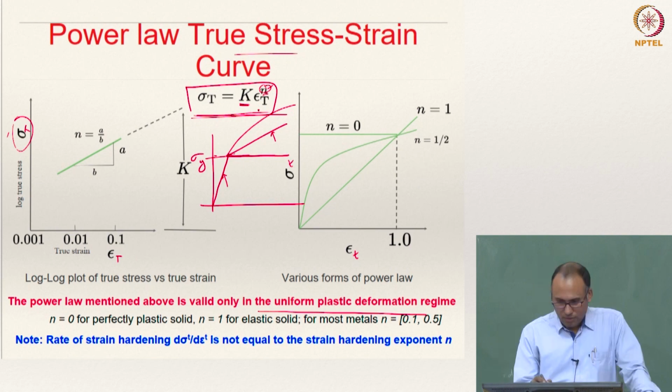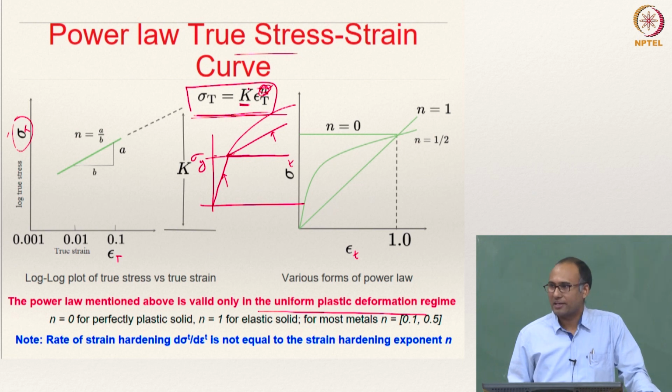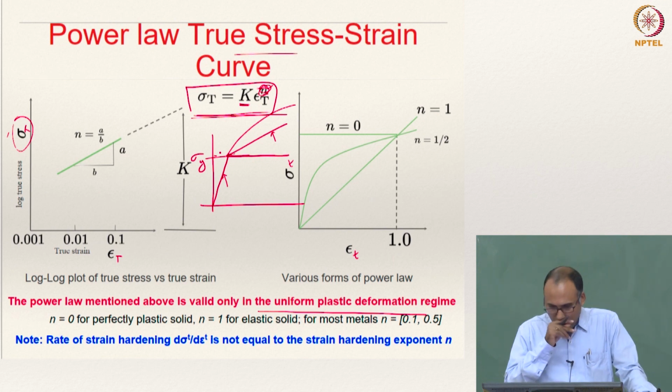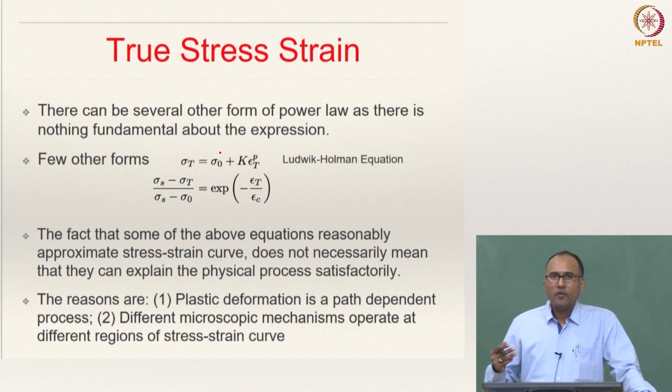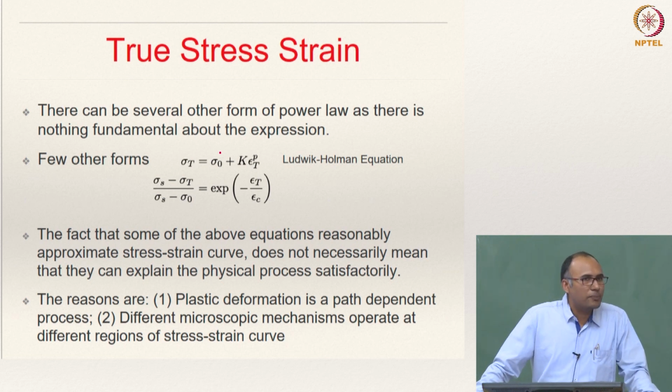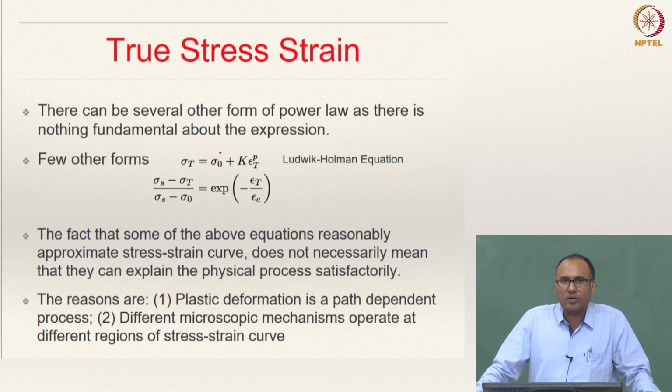Okay? This n is what is called the strain hardening exponent. It is a material property again, right? Depending upon the kind of material, whether you have a linear hardening or non-linear hardening and so on. So, this n is what is called the strain hardening exponent. Okay? And we have given one form, that sigma_t is equal to k times epsilon_t to the power n, right.